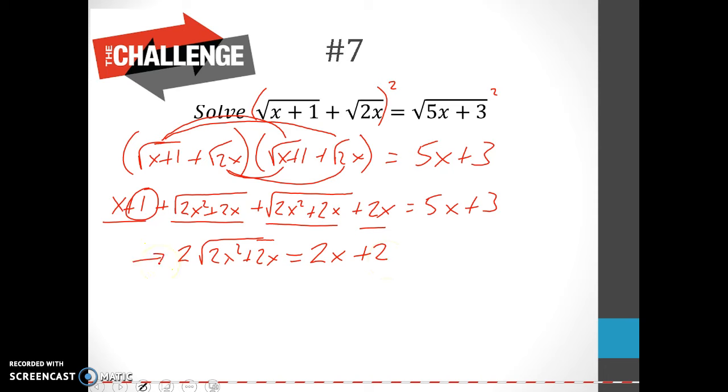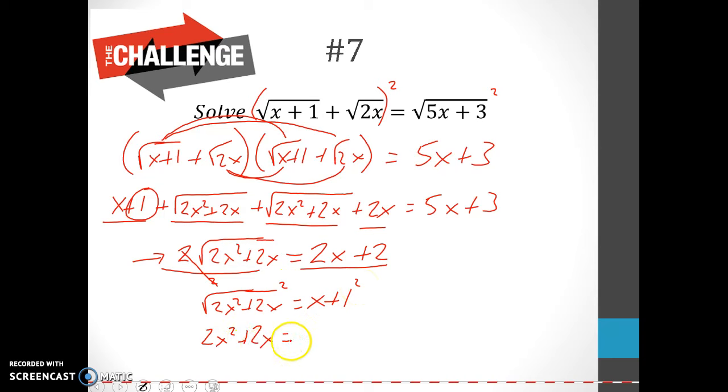So then I want to get rid of the 2 here on the outside. I'm going to divide everything by 2. If I divide this side by 2, those 2's will cancel. And I have the square root of 2x squared plus 2x is going to equal, if I divide this side by 2, it's just going to be x plus 1. Now I can go ahead and square both sides to get rid of this square root here, and I'll have 2x squared plus 2x equals x plus 1 times x plus 1.